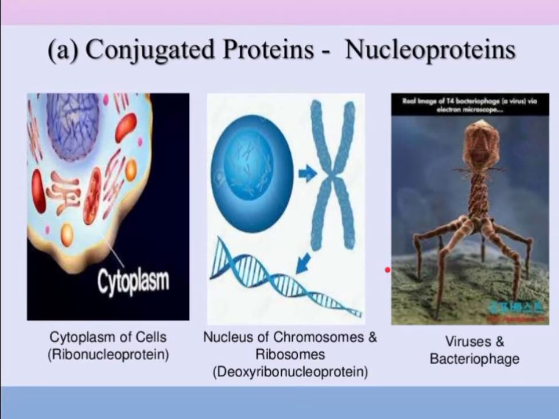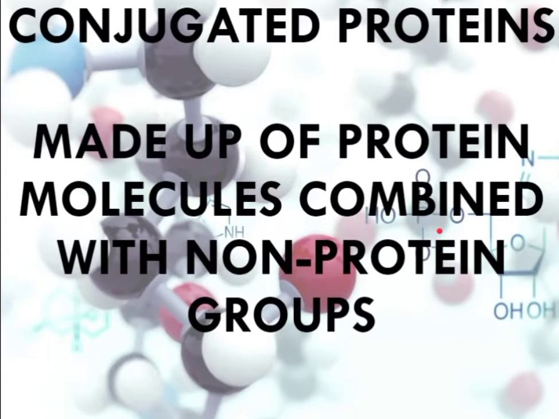Next, we have your conjugated proteins in the form of nucleoproteins. A good example of this is the cytoplasm of the cell. You also have the nucleus of the chromosomes and ribosomes, and also good examples are viruses and bacteriophage. Conjugated proteins, as mentioned earlier, are made out of protein molecules combined with a non-protein group.